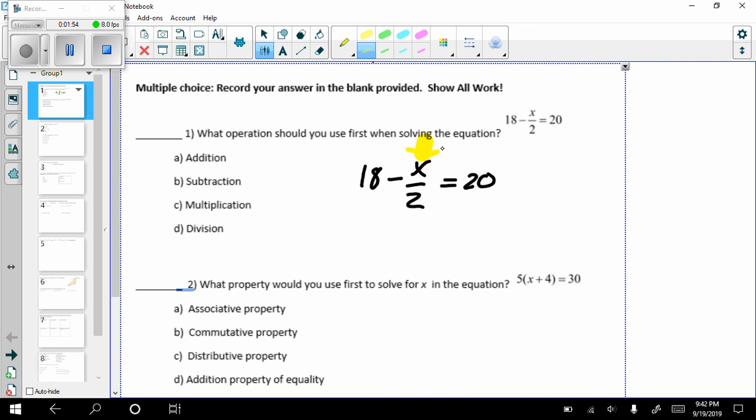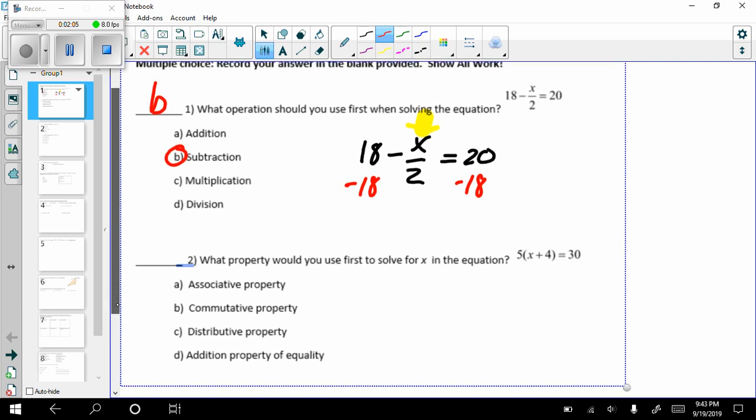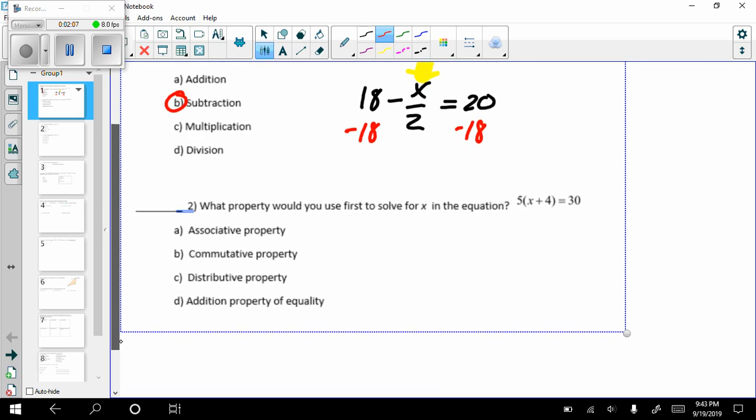So the first thing I want to move are my constant terms. The 18 is constant, so I am going to subtract 18 from both sides. So the answer is B. You did not have to solve it. You just had to know what was the first thing to do.